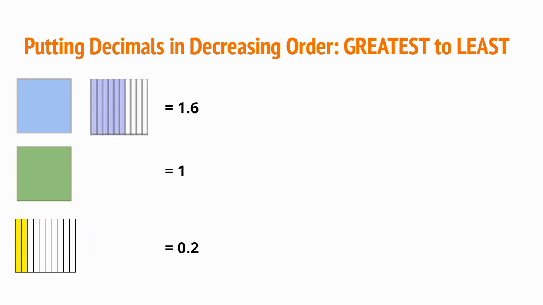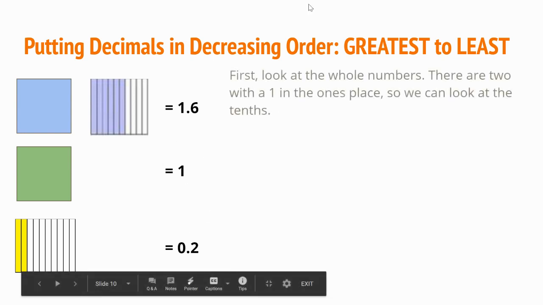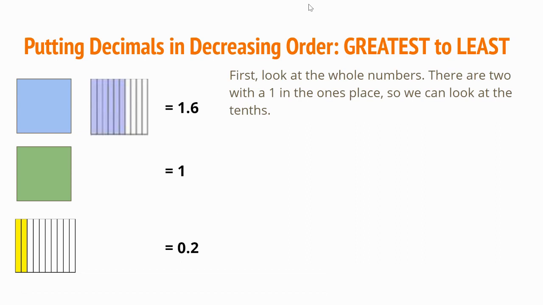Now let's talk about putting the numbers in decreasing order. This means they're going down from the greatest to the least. So we have 1.6, 1, and 0.2. We're going to start off by looking at the whole numbers. There are 2 that have a 1 in the ones place, so we know that we can look at the tenths.